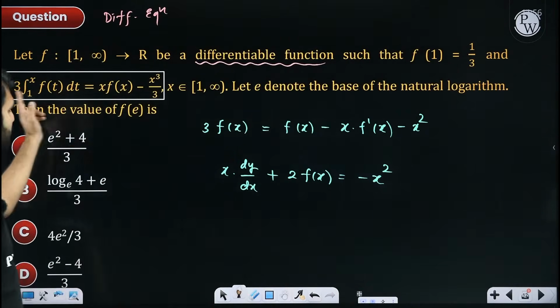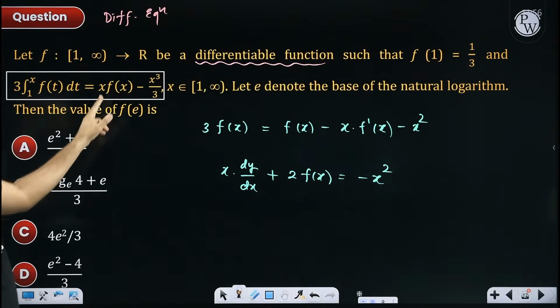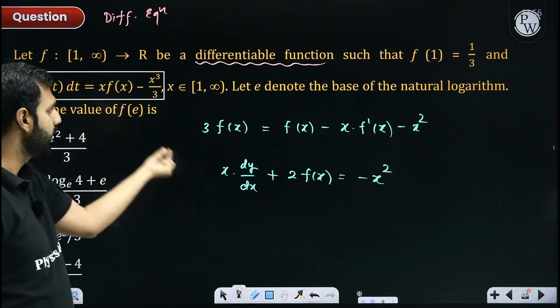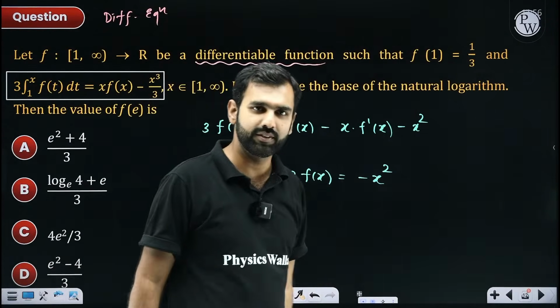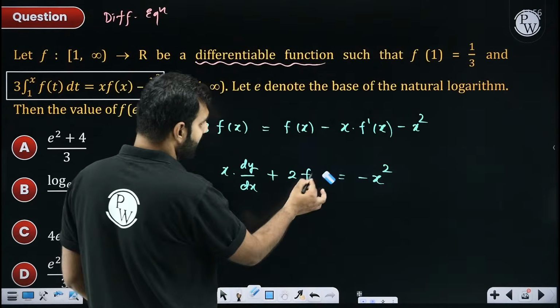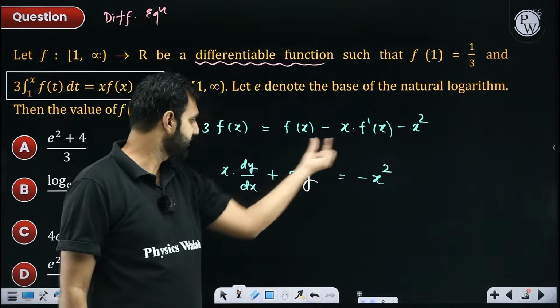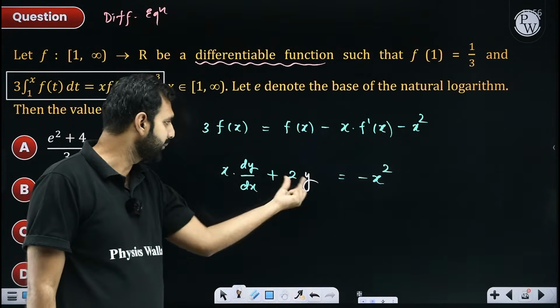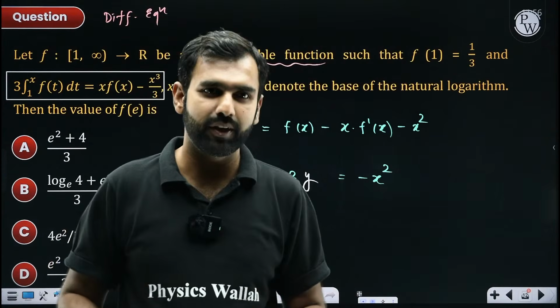All I'm doing is differentiating it. So this becomes f(x), 3 times f of x. Then this x f(x) product rule. So this is that derivative here. And x cubed by 3 when differentiated gives you this. I rearranged it. So I took f dash x as dy by dx. So this is x dy by dx. This is 2 times f of x. And this is minus x square like that only. I rearranged it. Everybody got this?